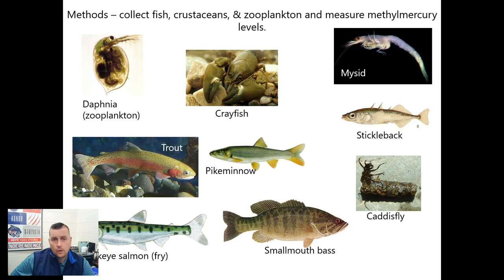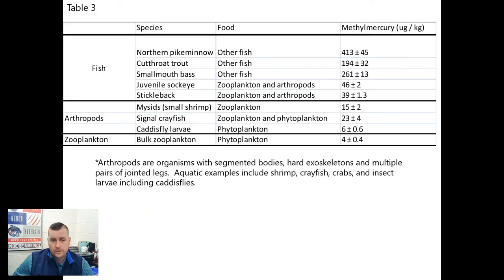Okay, so what they did was collect a bunch of fish, crustaceans, zooplankton, all these different organisms, and measure their methylmercury levels. We could probably put together a food web here, knowing that our salmon and our smallmouth bass are going to be higher up on the food web, and some of these other ones are going to be lower down. So they're taking a look at how the mercury levels change based on an organism's position in the food chain. So here's what they found.